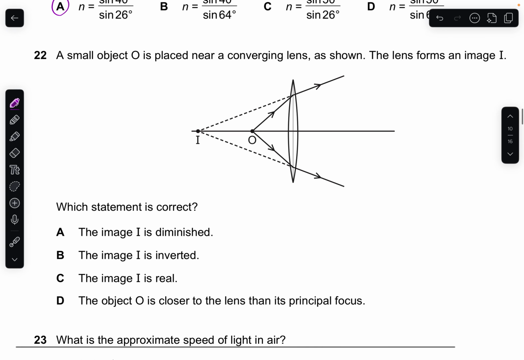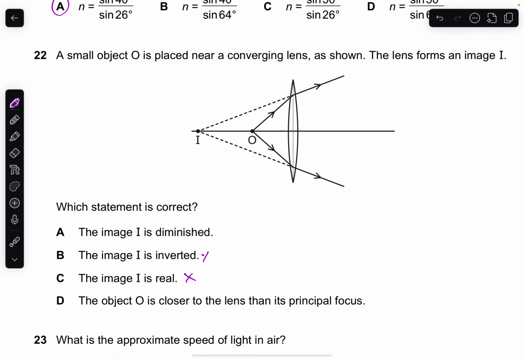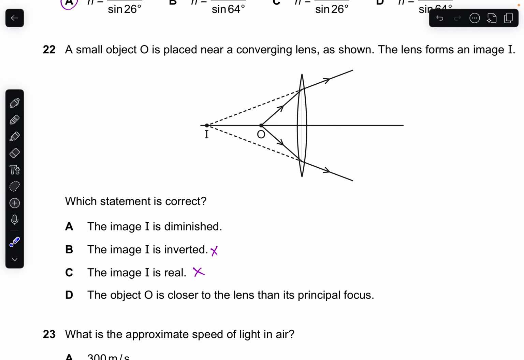In the next question, a small object is placed near a converging lens. The lens forms an image I. Which statement is correct? The image is diminished. The image I is inverted. The image I is real. It's not real. It's not inverted because it's shown. If you see, actually the light is diverging. So the real image will not be made. A real image will be formed only when the light is actually meeting. You see, you have extended these light rays with a dotted line. So the image will be virtual, and a virtual image is always upright. So the object is closer to the lens than the principal focus.